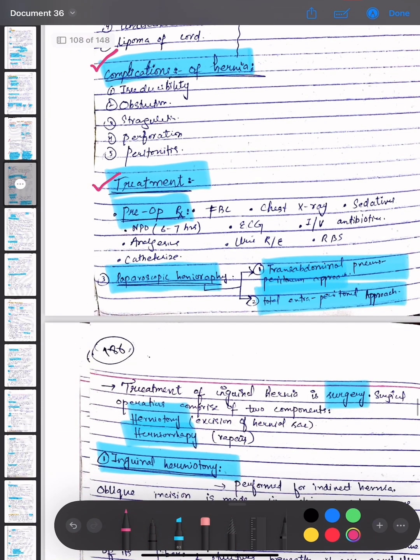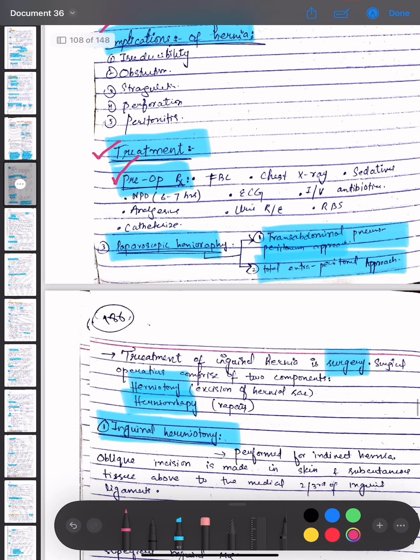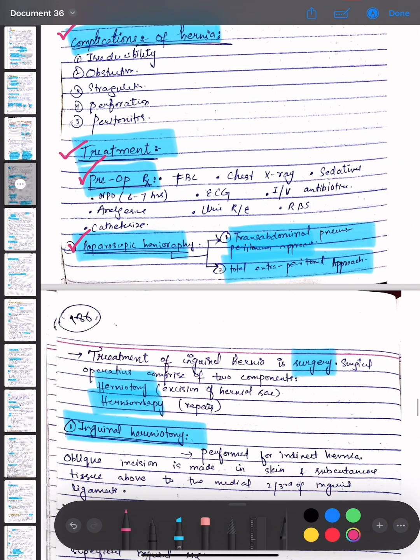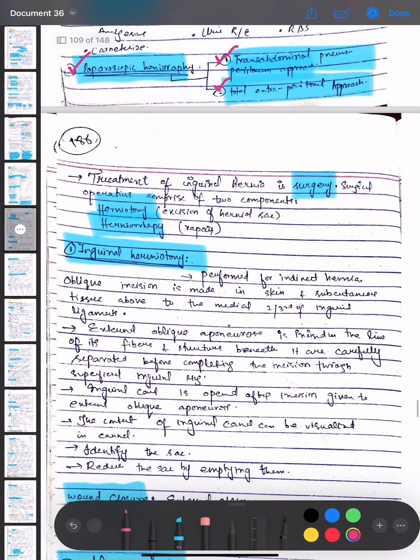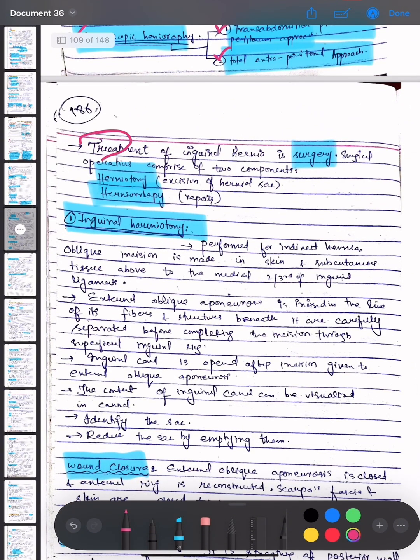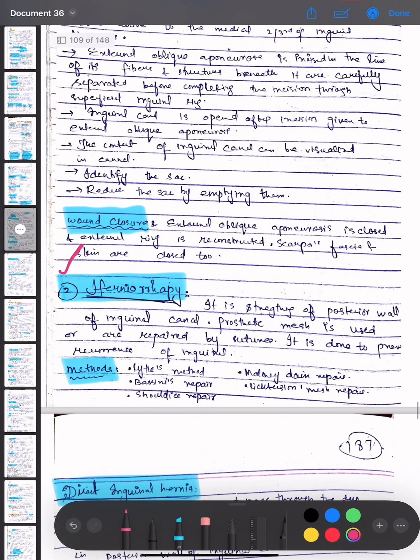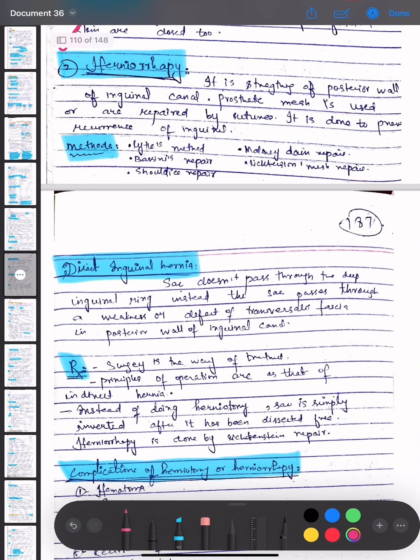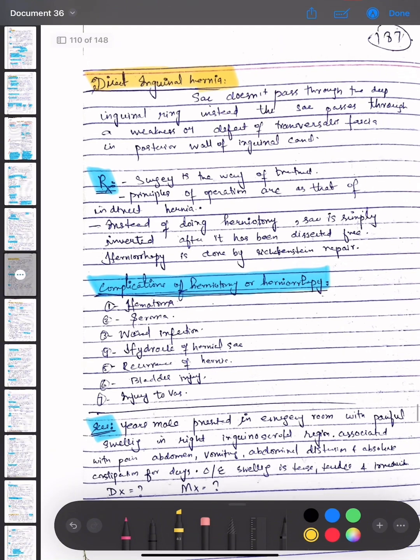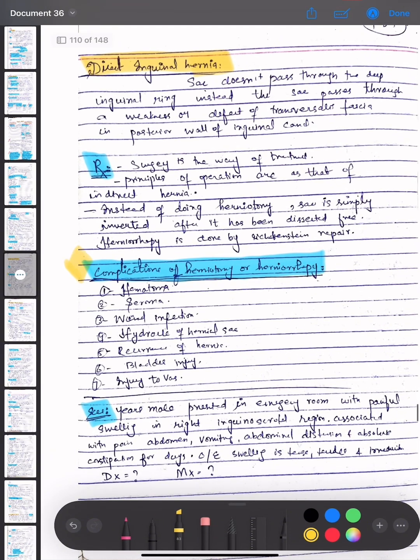First of all, we have pre-op treatment, then the laparoscopic herniorrhaphy, in which we have the transabdominal pneumoperitoneum approach and the total extraperitoneal approach. Then for the treatment, we have herniotomy and herniorrhaphy, inguinal herniotomy and herniorrhaphy. We discuss it. Then the direct inguinal hernia. Then the treatment options, then the complications, and then we come towards the strangulated hernia.